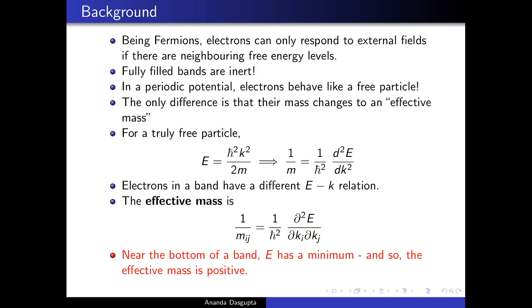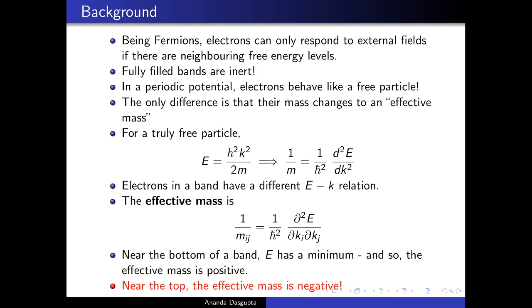Now, and this is all that we will really need from this story about effective masses, near the bottom of a band, energy of course is close to a minimum. And there, the second derivative will be positive, and so the effective mass is positive. Now that's great. It's a mass after all, it should be positive. But near the top of the band, E actually is near its maximum. At the top, it really is a maximum. And the second derivative of a quantity attains a negative value at its maximum.